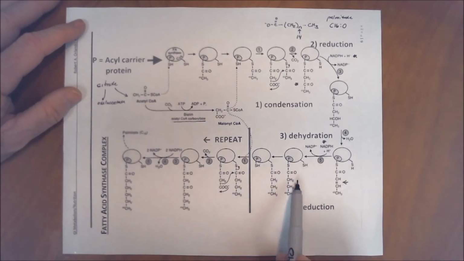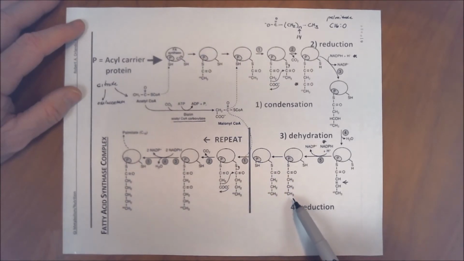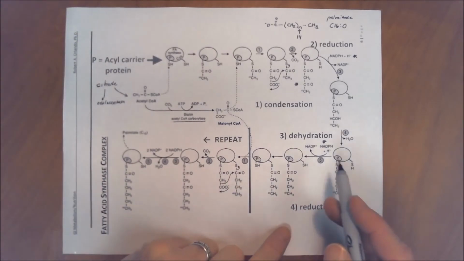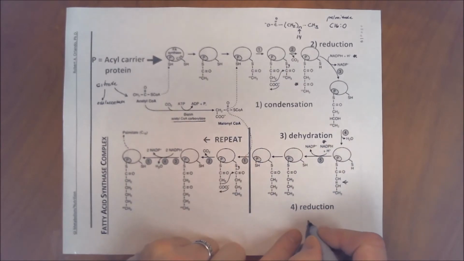Now at this point we have completed the formation of a very small fatty acid. If you notice, we have a carbonyl. If we remove this from the fatty acid synthase complex, we can put an oxygen here because water will remove this. There's our carboxylic acid and our hydrocarbon chain. So after this first round of condensation, reduction, dehydration, reduction, we have formed a C4 fatty acid.